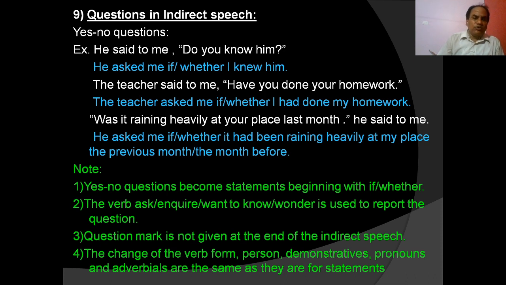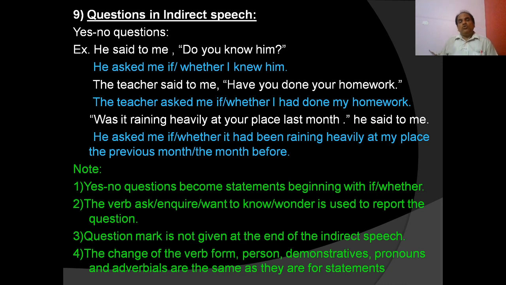Take other examples. The teacher said to me, have you done your homework? The teacher asked me if or whether I had done my homework. Was it raining heavily at your place last month? He asked me if or whether it had been raining heavily at my place the previous month or the month before.